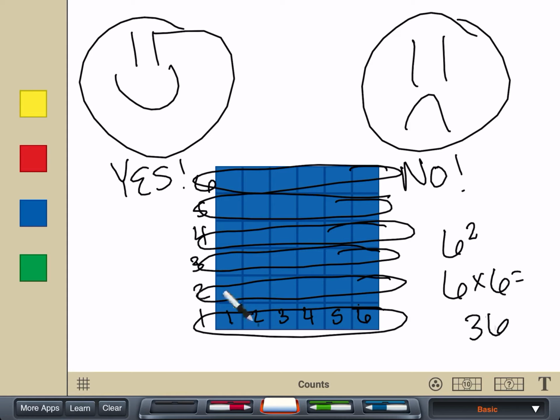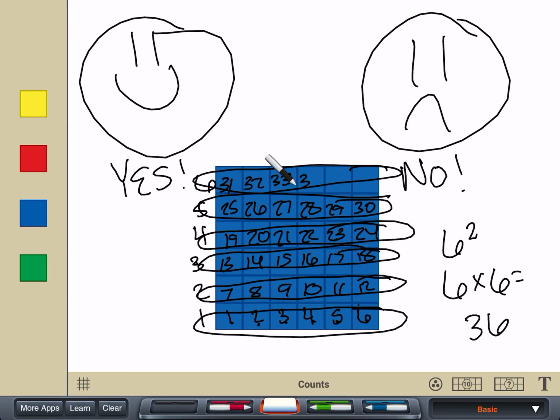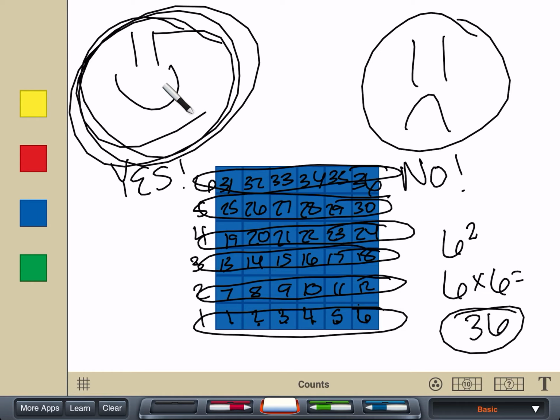We have 1, 2, 3, 4, 5, 6, 7, 8, 9, 10, 11, 12, 13, 14, 15, 16, 17, 18, 19, 20, 21, 22, 23, 24, 25, 26, 27, 28, 29, 30, 31, 32, 33, 34, 35, 36. It is 36. So yes, this is a perfect square.